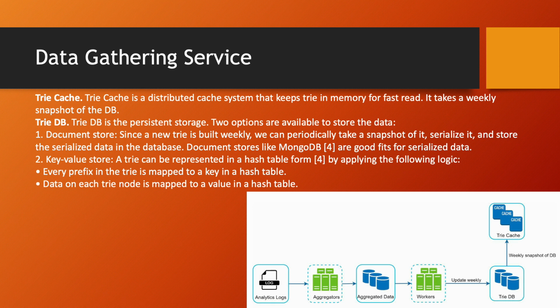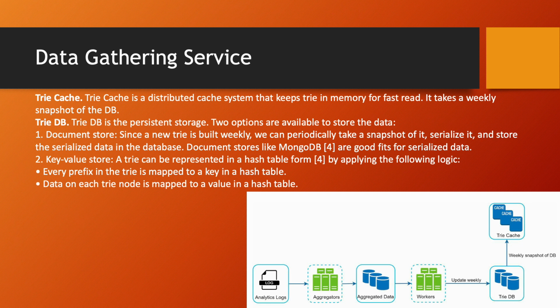Now the trie cache. The cache is a distributed cache that keeps the trie in memory for fast reads, and it takes a weekly snapshot of the database. As I said, weekly is just some random frequency. In any practical or real life situation, it won't be weekly.